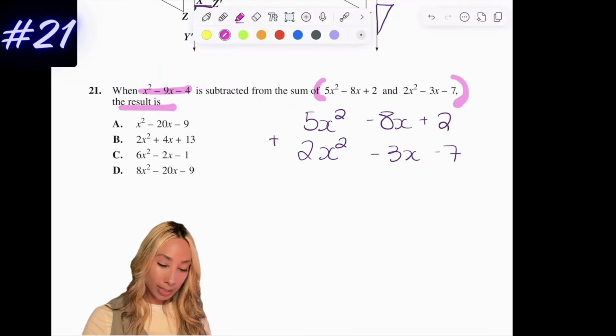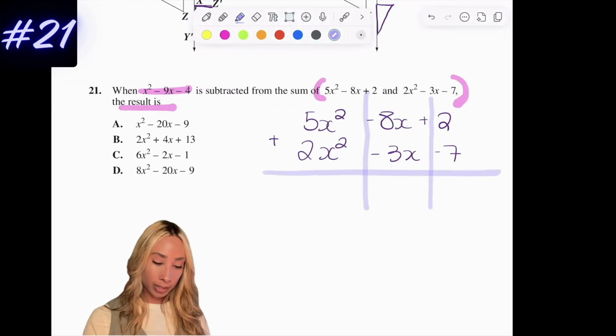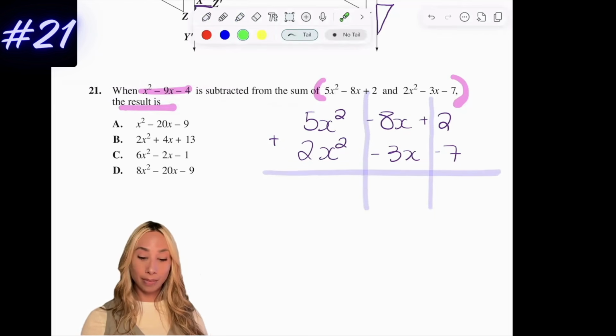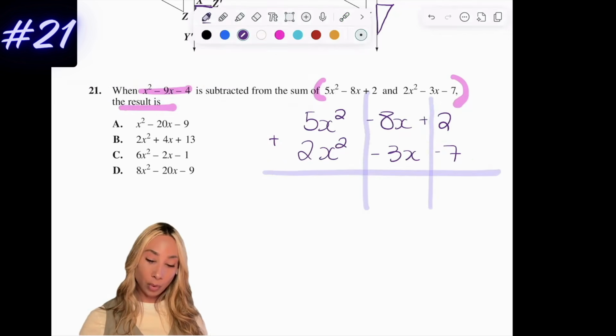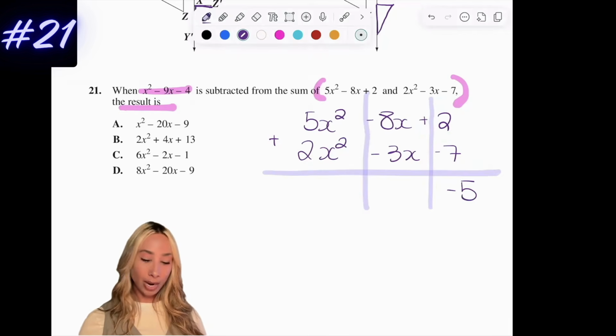So to represent that, I'm actually just going to draw lines to show you what I mean and just to make it super clear. So we have 2 plus -7. I have 7 more negative things and I'm adding 2 positive things. That's going to change my answer to -5. Notice how I bring down that negative, right? That way I don't lose track of it.